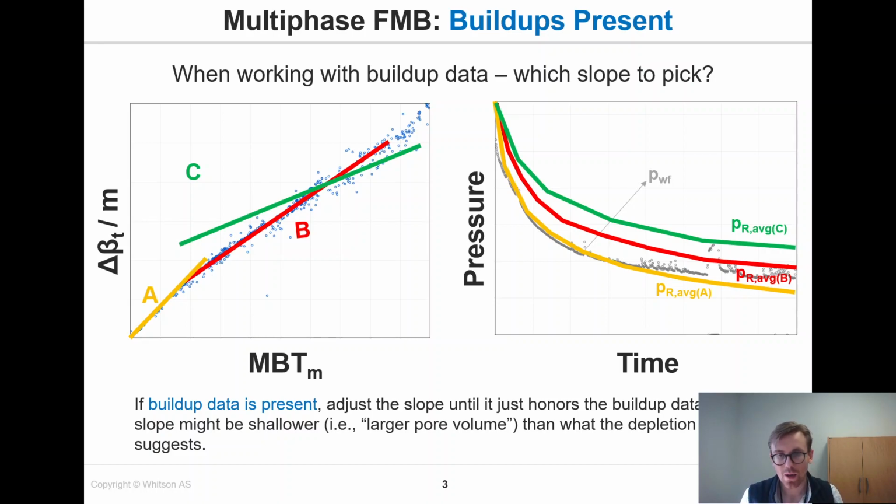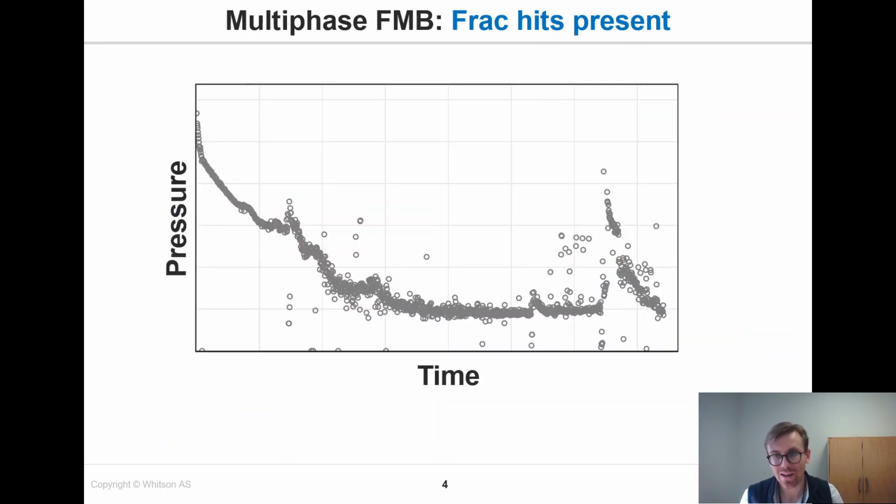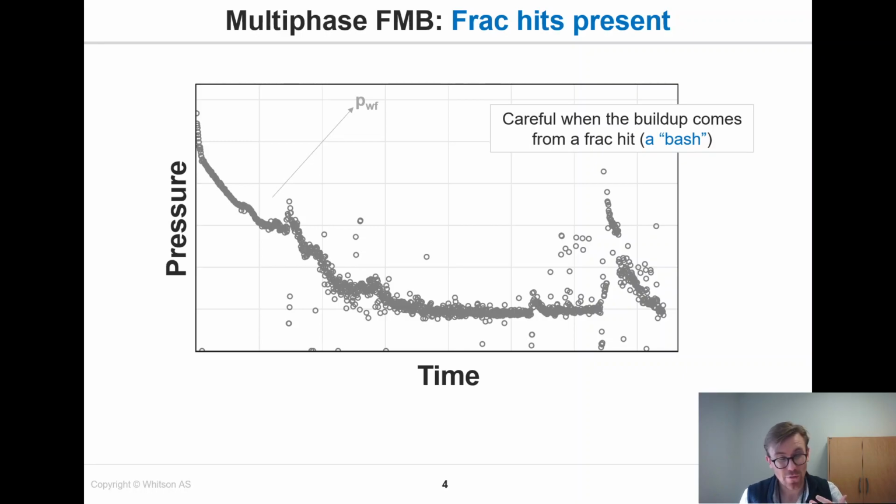Okay. A little bit relevant to this, if you have frac hits in your data, or so-called bashes, and you can see that in your bottom hole pressure, then you should be a little bit careful when using the interpretation technique that I talked about earlier. The reason for that is that the higher measured bottom hole pressures during a bash are not due to a true reservoir pressure buildup, but essentially due to interference between an offset well and the well that you're analyzing.